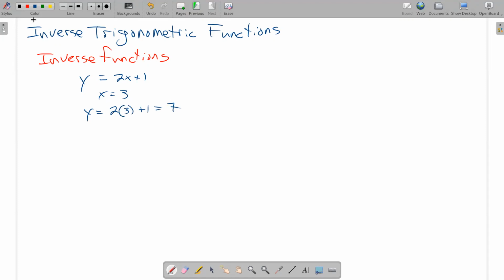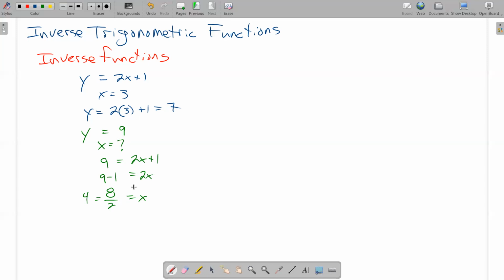An inverse function would say, okay, we want to start with y. So maybe I have something like y equals 9, and I want to know what x equals. Now in this case, I have to solve this equation. And so I would subtract the 1, which gives me an 8, and then I would divide by 2, and that gives me x is 4. And every time I'm given a y, I would have to then solve.